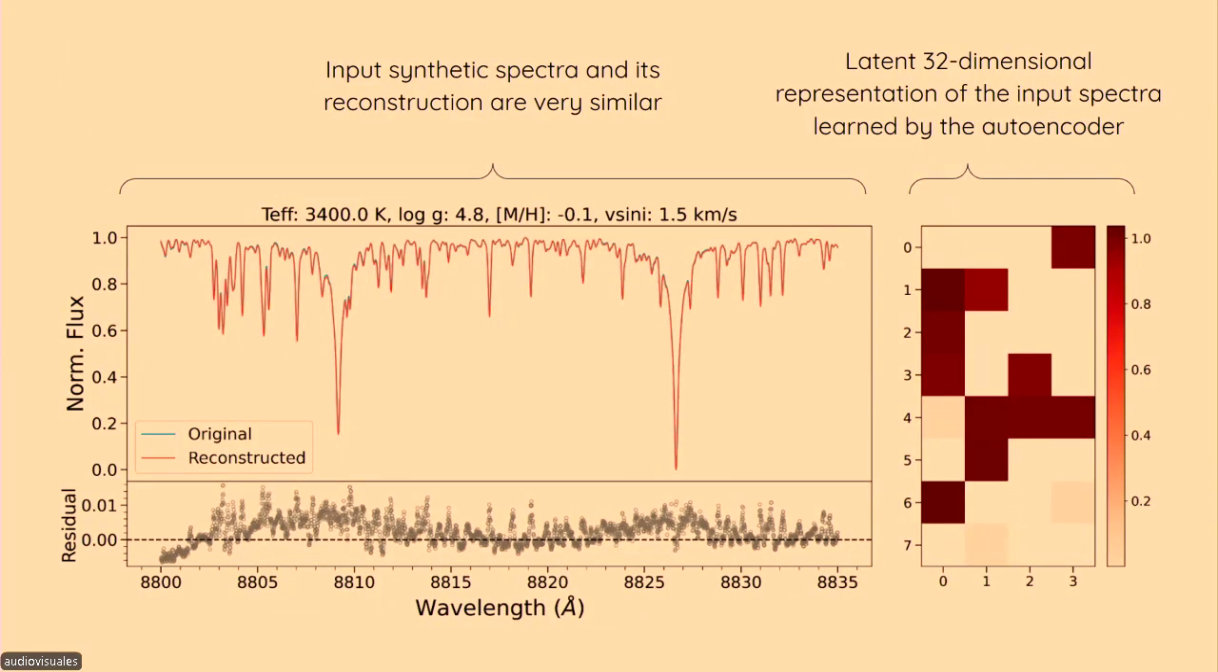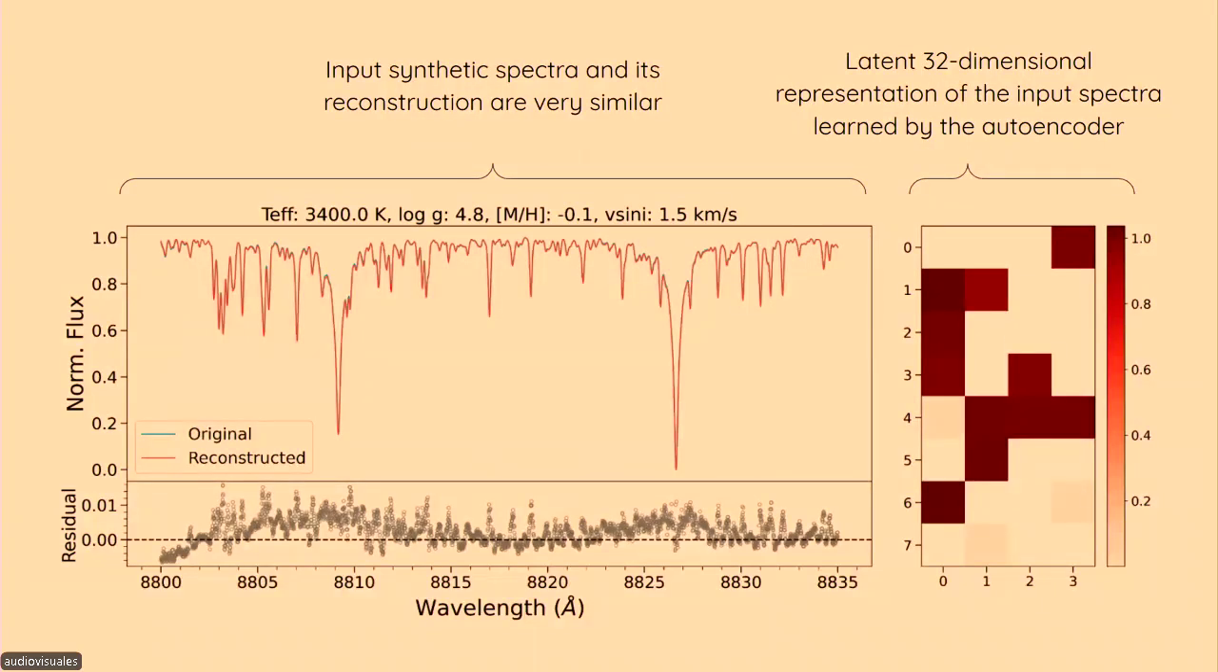And just for you to see how it looks, here you have two figures. In the first one, you have one example of this synthetic spectrum. In blue, you can see the original one. In red, you can see the reconstruction. And you can see that they mainly overlap because they are nearly identical, as you can see in the residual plot below. But what is interesting is the second figure, that is the actual latent low-dimensional representation, in this case, 32 dimensions.